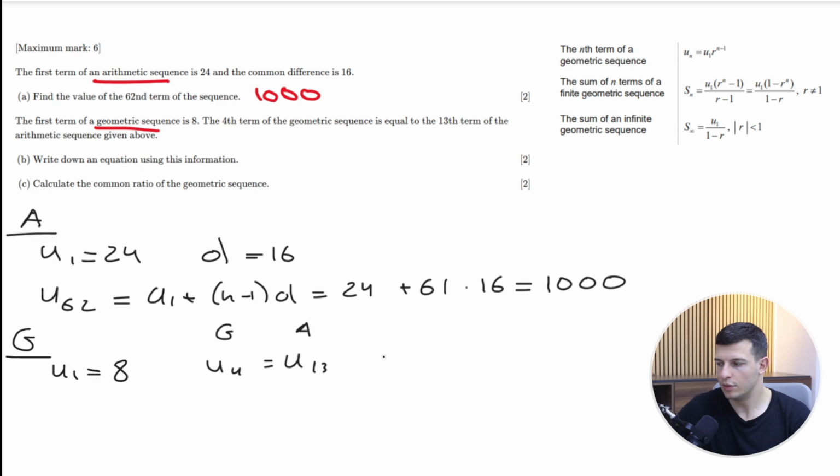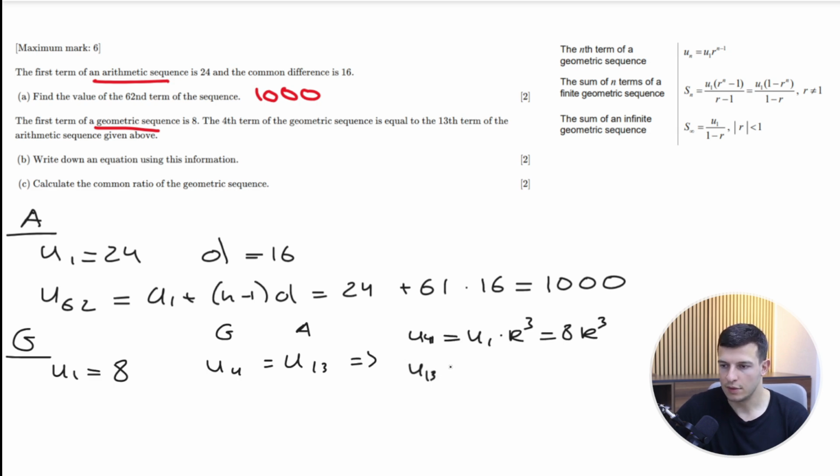Okay, now what is U4 in geometric? Let me write it. U4 is equal to U1 times r cube. Yes? What's our U1? 8. So 8r cube. That's our U4 in geometric.